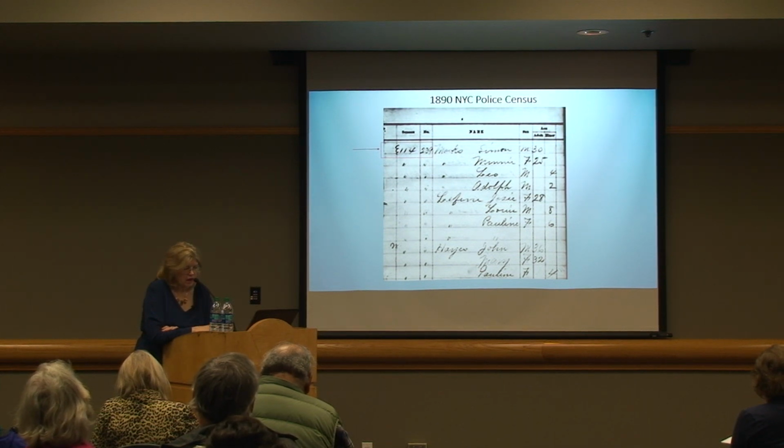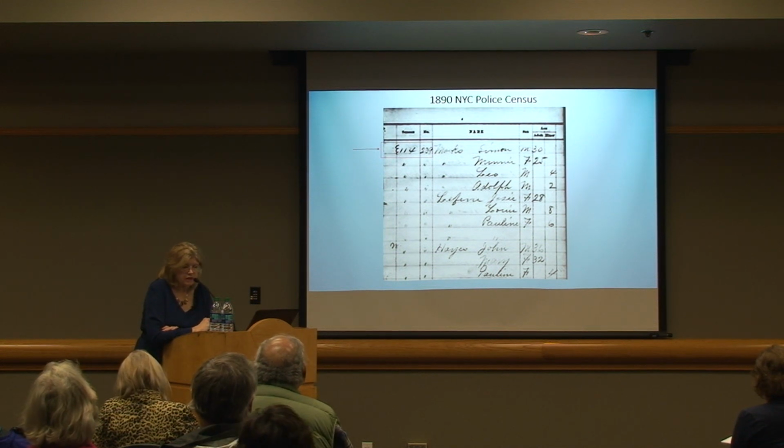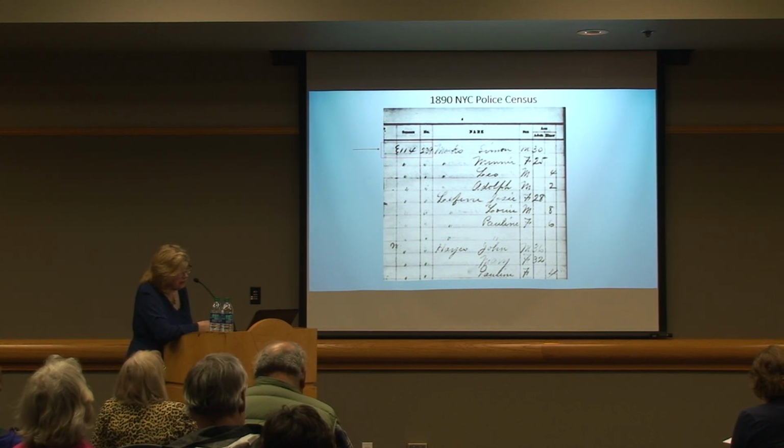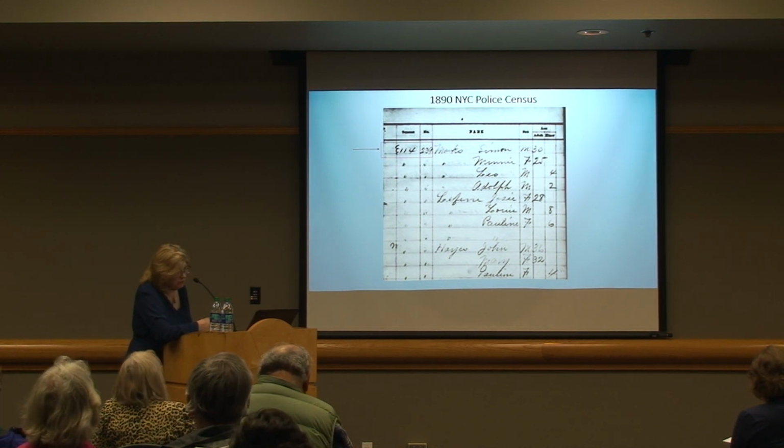Now, if you want to find a person, it's a very complicated procedure. If you're interested in using this, come see me at the very end and I'll give you directions on how to do it. It's a little hard to explain on the screen. But just know that if your ancestor lived in New York around 1890, they may be listed on this particular census substitute.